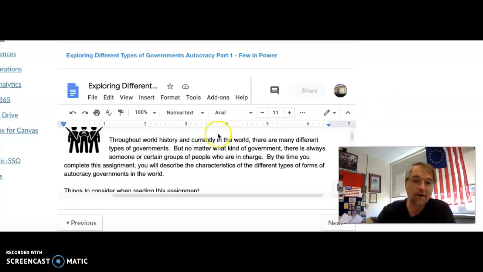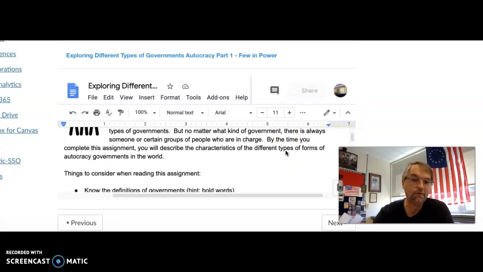So I'm going to start at the very top where it says throughout world history. So throughout world history and currently in the world, there are many different types of governments. But no matter what kind of government, there is always someone or certain groups of people who are in charge. By the time you complete this assignment, you will describe the characteristics of the different forms of autocratic governments in the world.